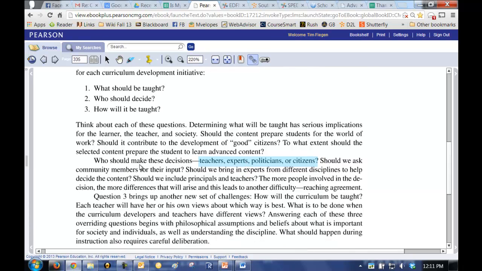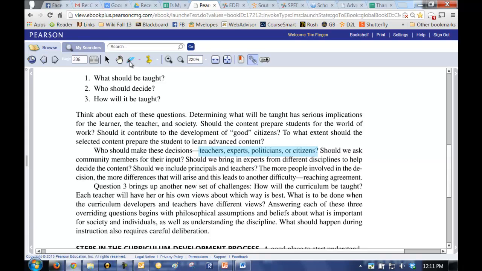Okay. So who should, let me back up here. Think about determining what will be taught has serious implications. Should it contribute to develop of good citizens? And so I guess that's the first thing. What are you trying to get the outcome to be? Common Core is saying to prepare people for college, and you and I have talked a number of times that only half the students will go to college. So you may want to question a curriculum whose sole intent is to prepare people for college when that's not where people are going. So to what extent should the selected component prepare a student to learn the advanced content? And then who should make these? Well, teachers, experts, politicians, or citizens?